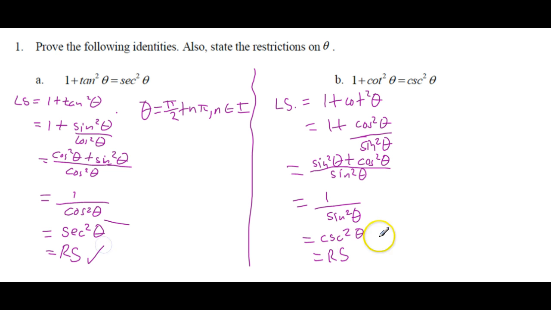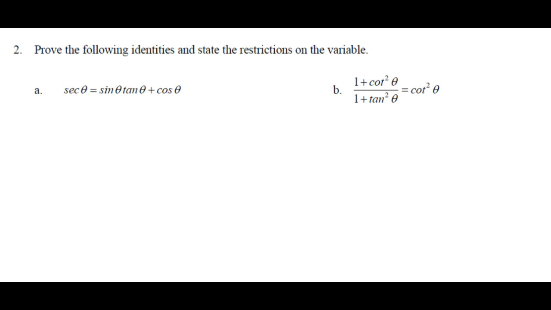Okay, so huzzah, hooray, woot. Those were 2 of the 3 Pythagorean identities.